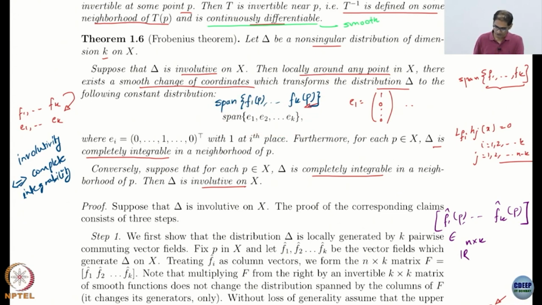What is a unit vector field? E_i is this, E_1 is this. So obviously it's not affected by the point p or anything. Everywhere it's the same. So it's pretty powerful. It says that there exists some smooth change of coordinates such that all these vector fields that you have, F_1 to F_k, look exactly like E_1, E_2, E_3 and E_k. I hope you can appreciate the power of the result. And if you remember, what are these vector fields? They are just the right hand sides of differential equations, right?